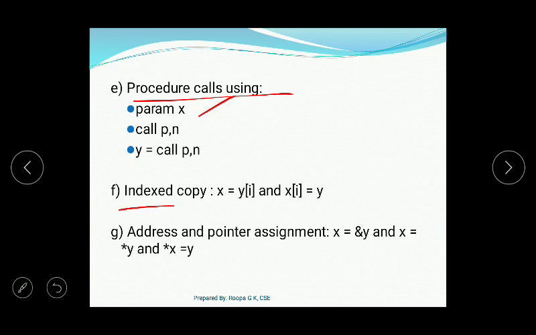Then another form is indexed copy, that is array. How to copy array values? x is equal to y of i and x of i is equal to y. So these types of instructions are also in the 3 address form. Finally, address and pointer: x is equal to ampersand y, that is the address, and x is equal to star y, that is the value, or star x is equal to y. So pointers can also be used in the 3 address form.